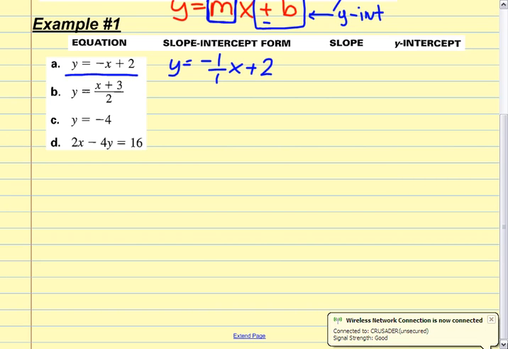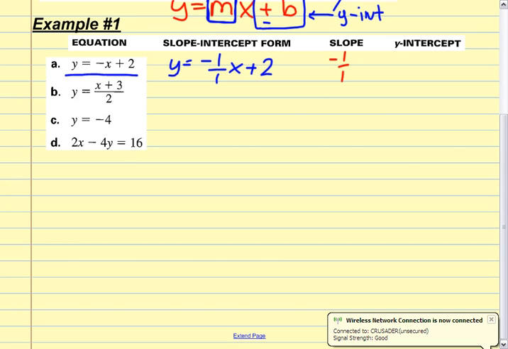What's the number in front of the x, Clay? -1. And what does that look like as a fraction? That looks like -1 over 1. Good. Now, raise your hand. Looking at that equation, what's the slope of the line? What is the slope of the line, James?